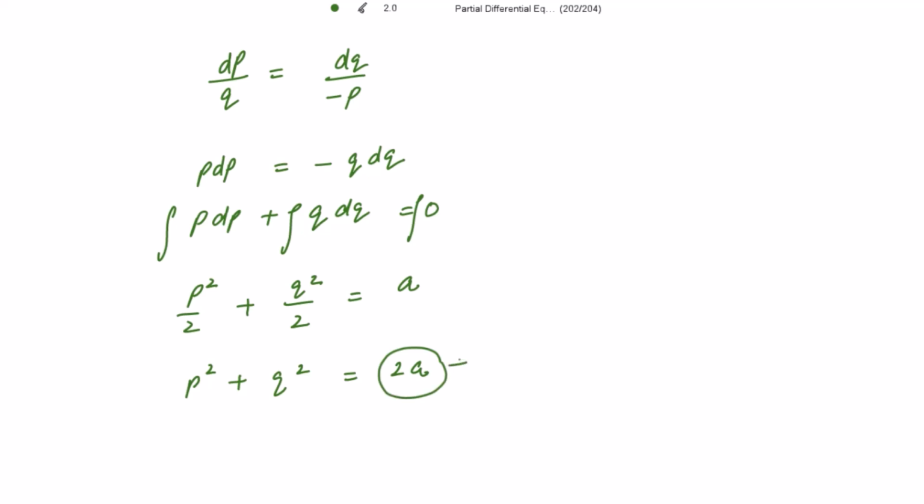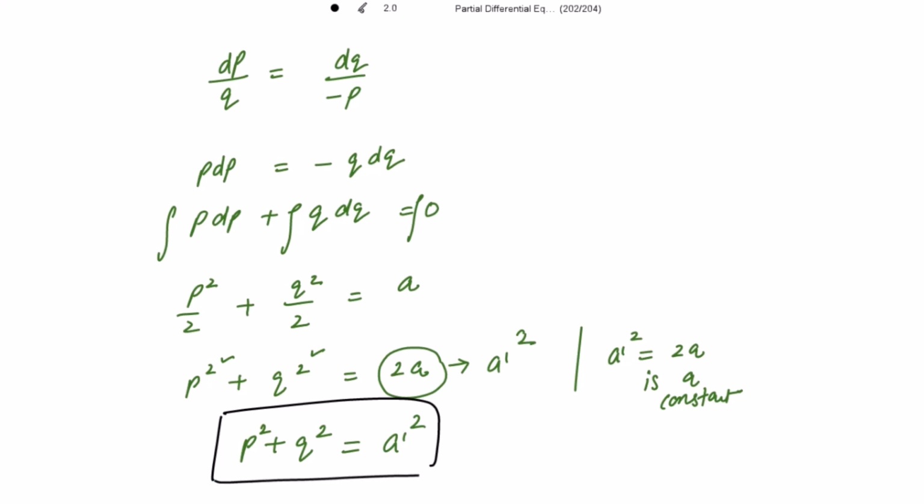Let me take this constant to be equal to a dash square because I am having square over here. Just to have the symmetry, I am writing a dash square as the constant, where a dash square, that is equal to 2a, is a constant. It is easier to solve further if I am having square with the constant as the power. So we have got the relationship between p and q to be p square plus q square equal to a dash square. How to get the value of p and q now?